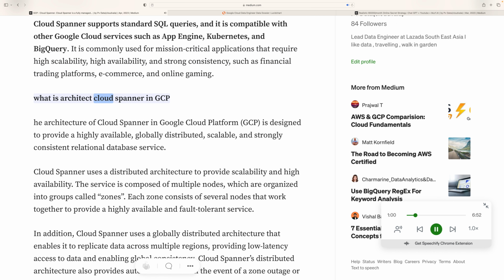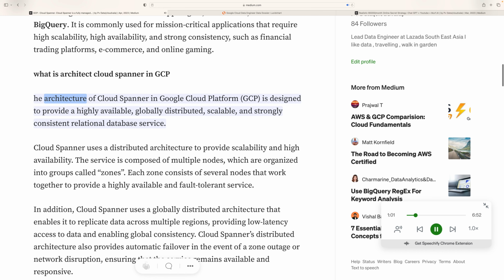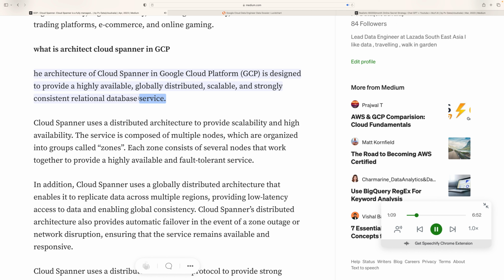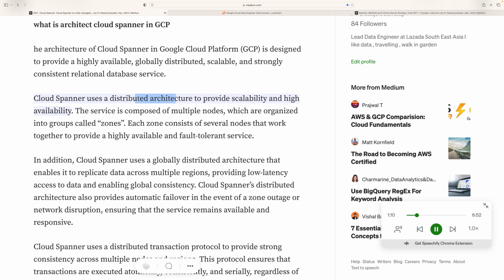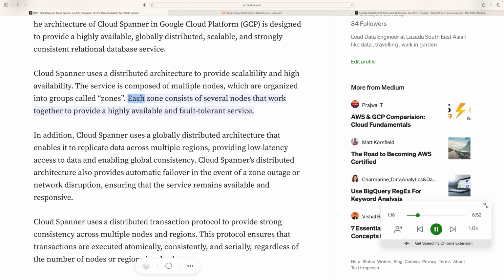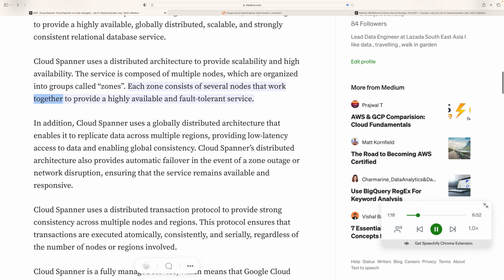What is the architecture of Cloud Spanner in GCP? The architecture of Cloud Spanner in Google Cloud Platform, GCP, is designed to provide a highly available, globally distributed, scalable, and strongly consistent relational database service. Cloud Spanner uses a distributed architecture to provide scalability and high availability. The service is composed of multiple nodes, which are organized into groups called zones. Each zone consists of several nodes that work together to provide a highly available and fault-tolerant service.